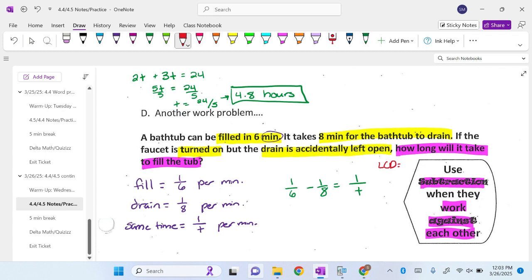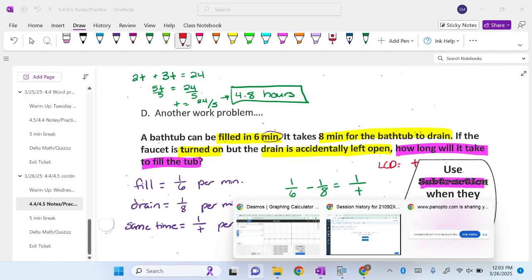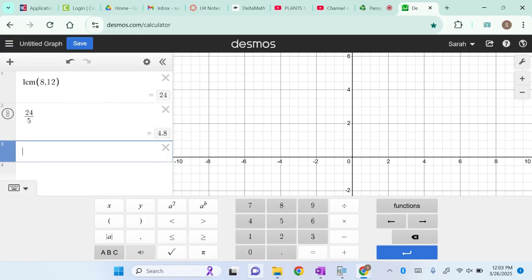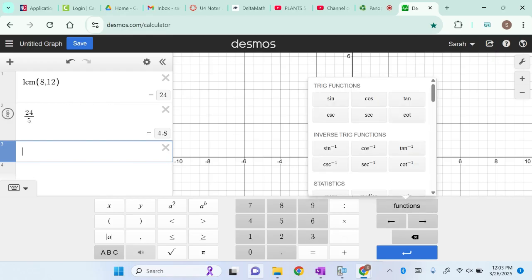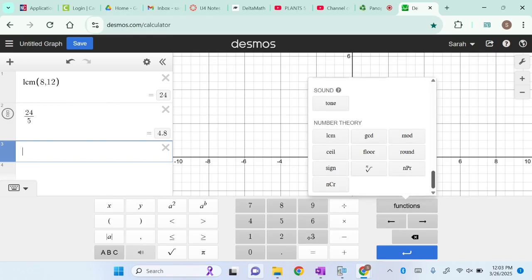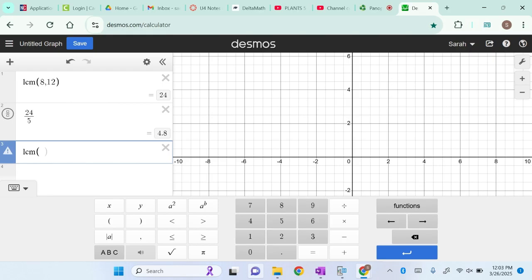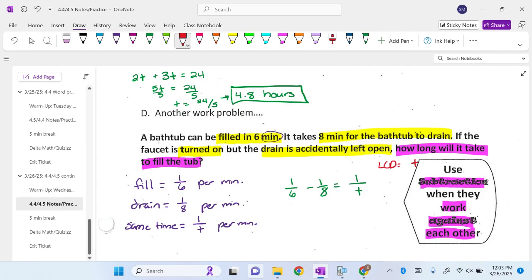All right. So LCD. Obviously, the LCD has to have a T in there. But let's use our calculator to find the LCM for 6 and 8. So I'm going to scroll down to LCM, put 6, 8. It's 24 again. So 24T is my LCD.